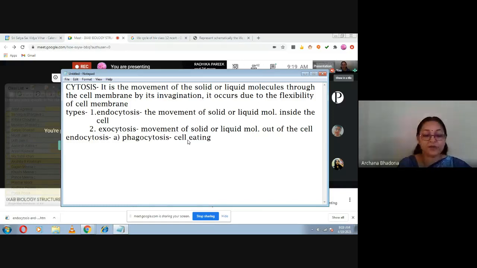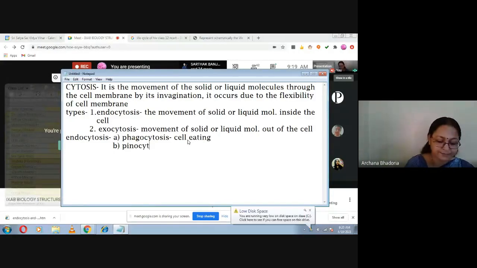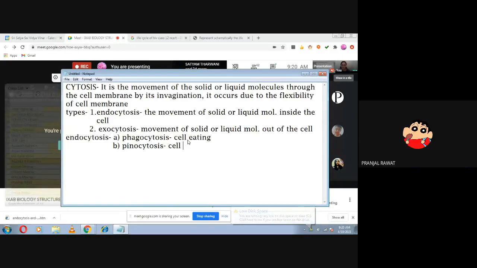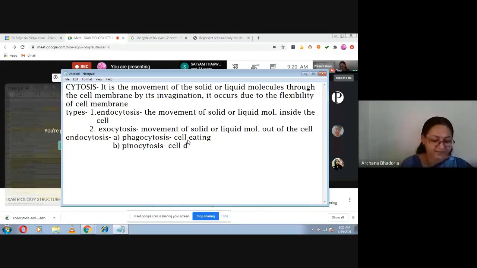First it will engulf, first it will go inside. So that process of taking in is phagocytosis. Further, it will then be digested. Is it clear? So after phagocytosis, the next one you write down, pinocytosis. What will it be called? Cell drinking. Very good. Is it very clear? So in pinocytosis, which food molecule will go inside?